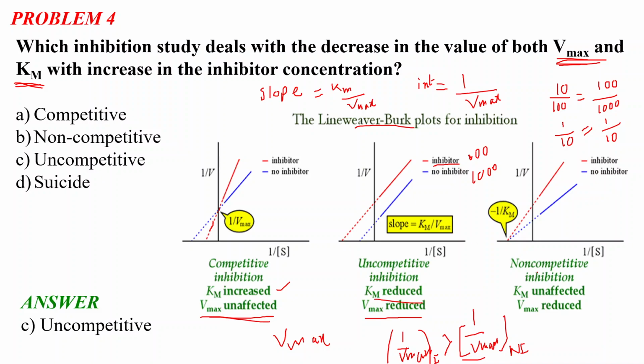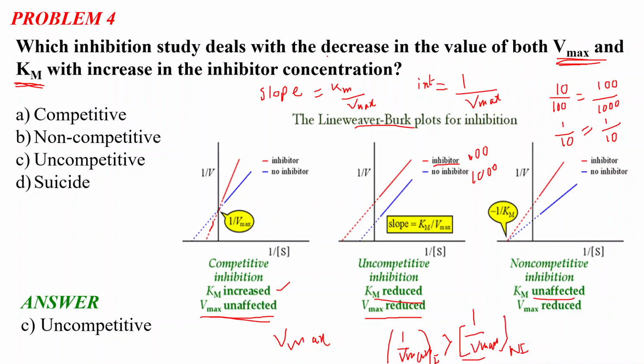In case of non-competitive inhibitor, as you can see, the Vmax values are different here, but the lines will meet at some point, so that the Km is unaffected. And similarly, in uncompetitive inhibition, the Vmax value now has to be reduced, which we can determine from the intercept value also. So, these are the graphs of the three types of inhibitors.